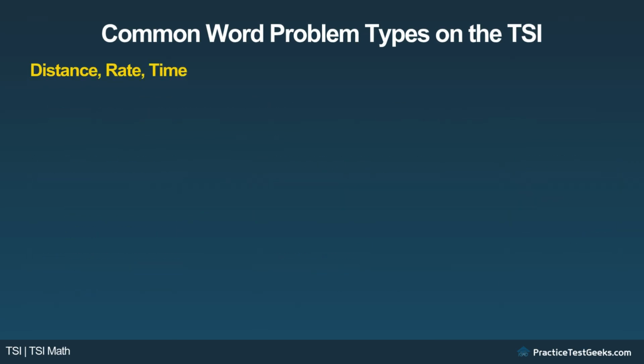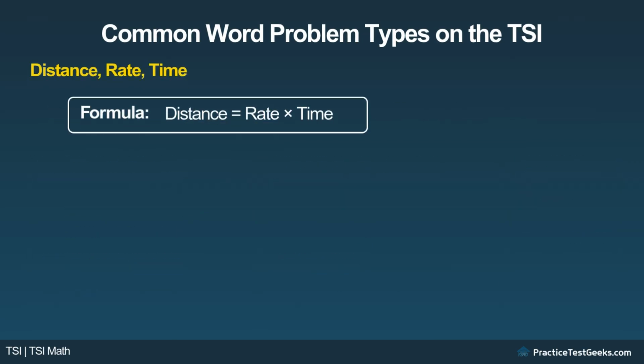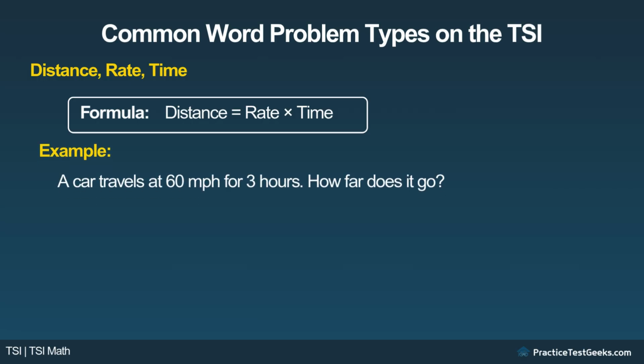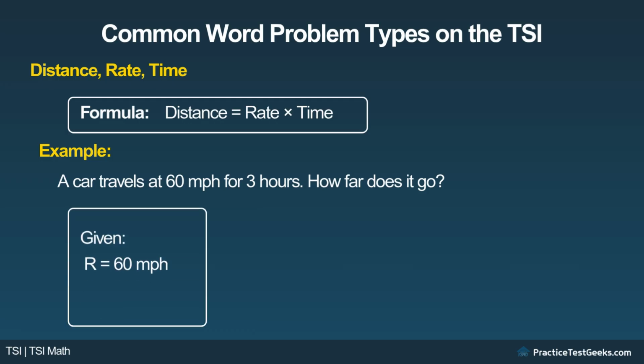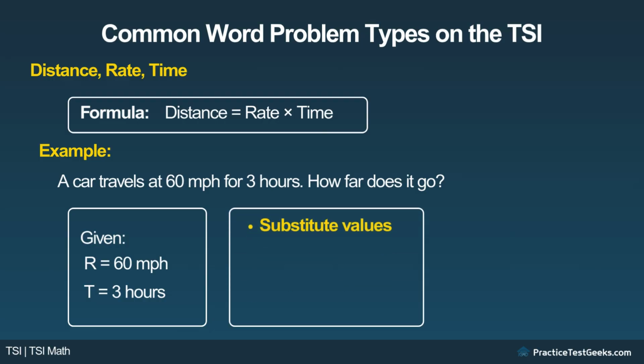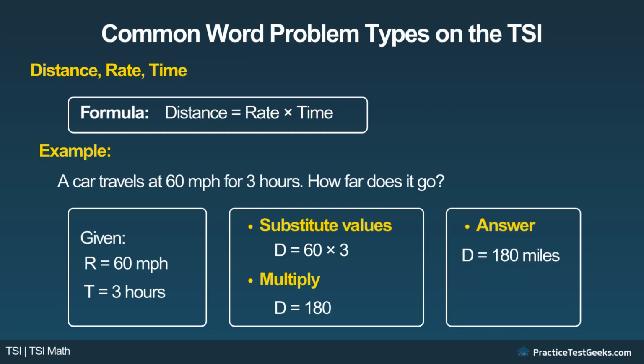Distance, rate, time. Formula. Distance equals rate times time. Example. A car travels at 60 miles per hour for 3 hours. How far does it go? Given. R equals 60. T equals 3 hours. Substitute values. D equals 60 times 3. Multiply. 60 times 3 equals 180. Answer. The car travels 180 miles.